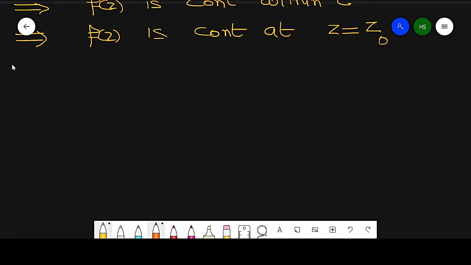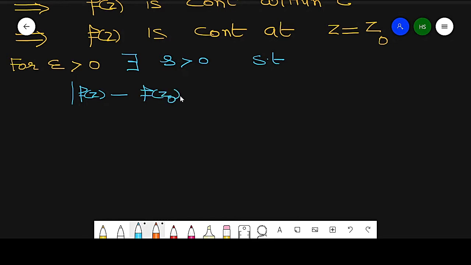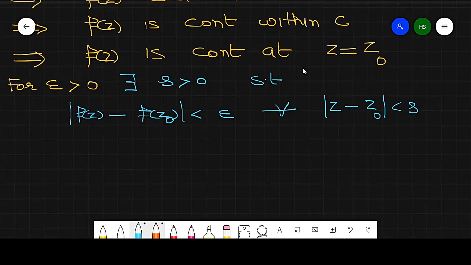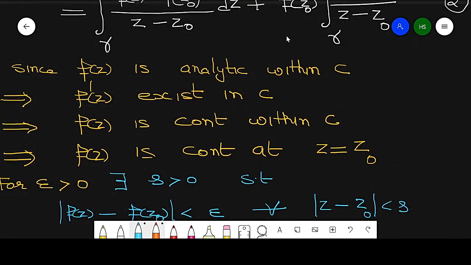Now by using the definition of continuity, for epsilon greater than 0, there exists a positive number delta greater than 0 such that |f(z) - f(z0)| < epsilon for every z with |z - z0| < delta. So this is the definition of continuity. So by the definition of continuity, we get these values. Now from this, here it was equation number 2.